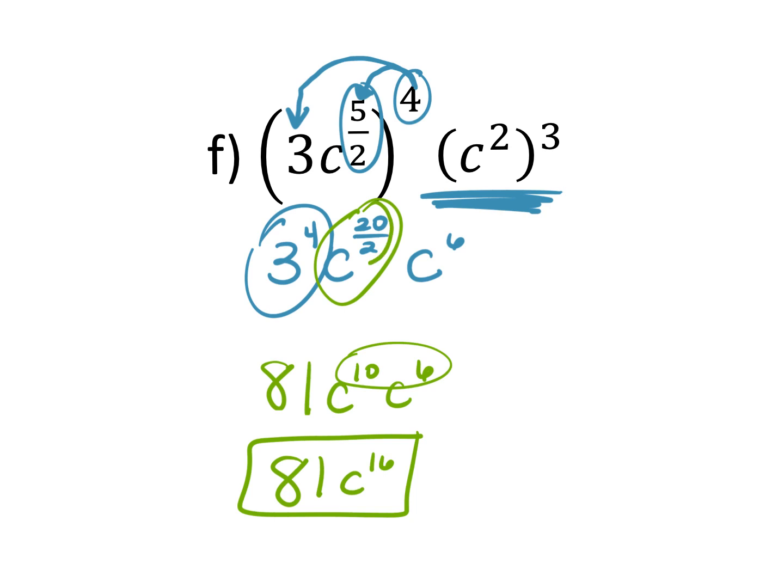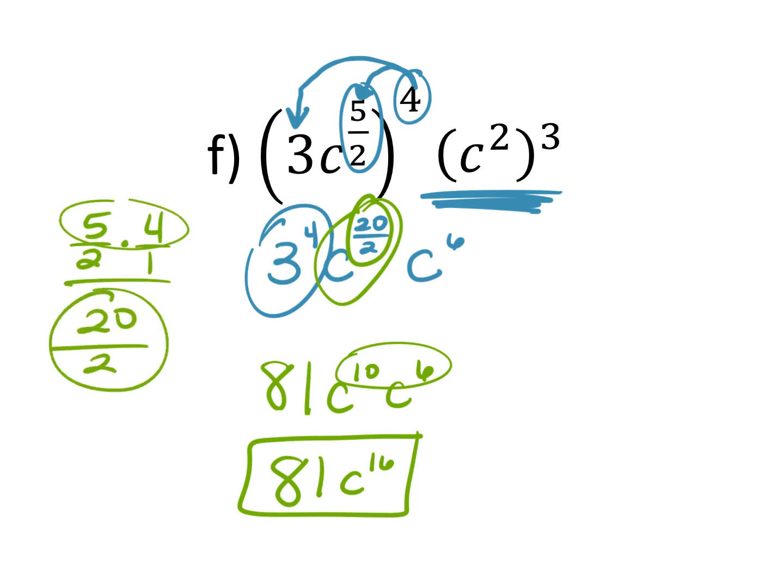20 divided by 2. So I went 5 halves times 4. So if you treat that like 4 over 1, 5 times 4 is 20. 2 times 1 is 2. So 20 over 2 becomes 10. Which again, you can plug into your calculator if you want. 5 divided by 2 times 4, if you want to multiply those exponents. Okay, last one.